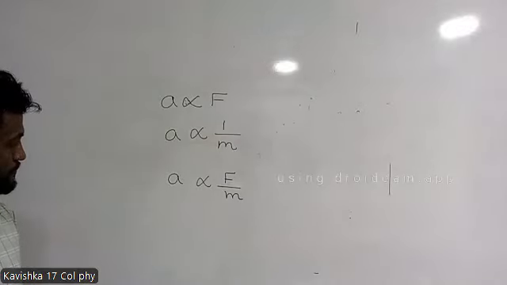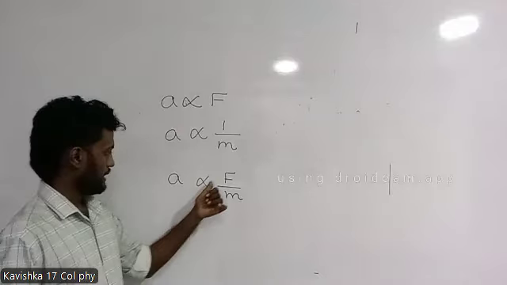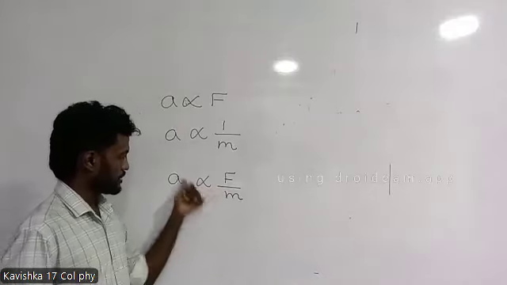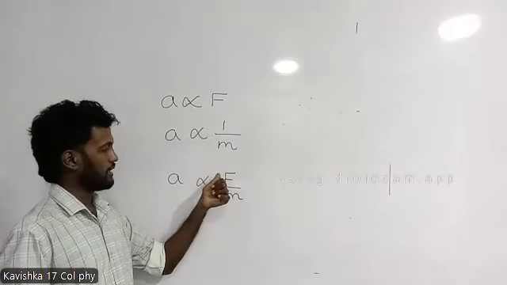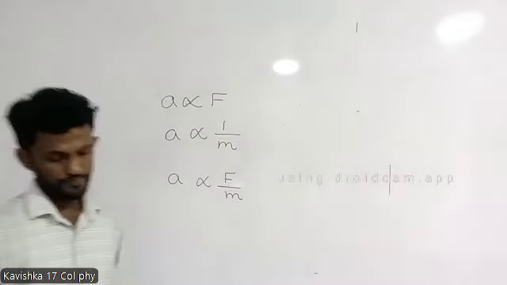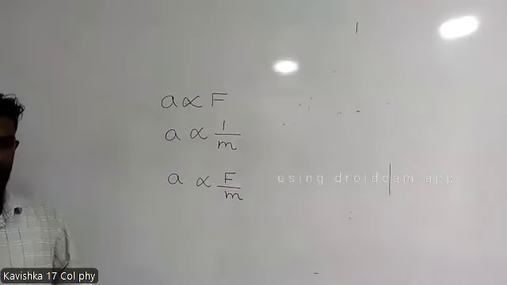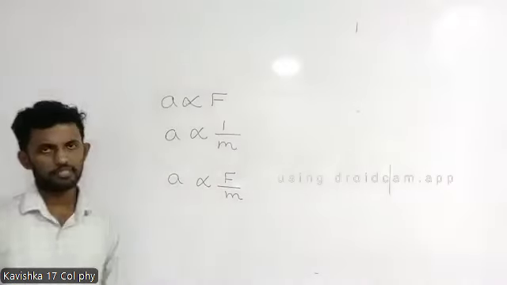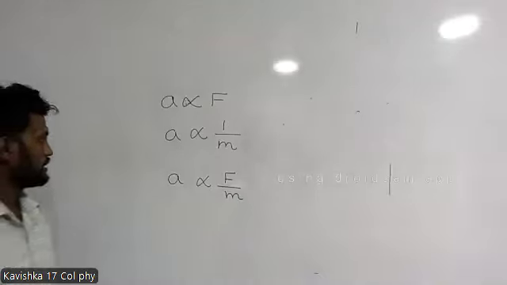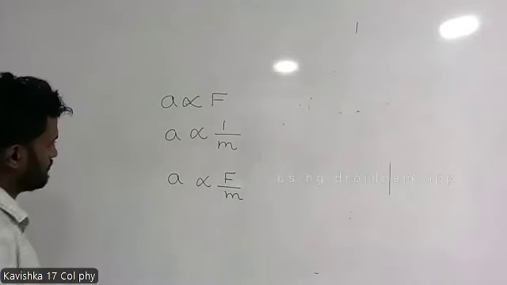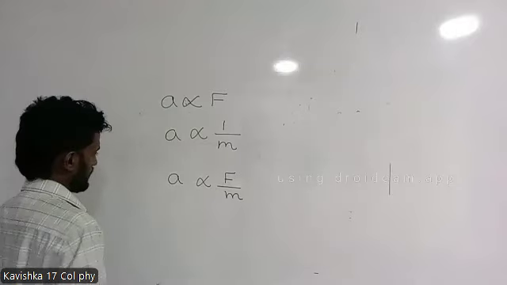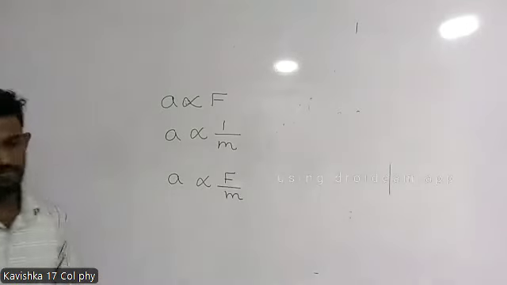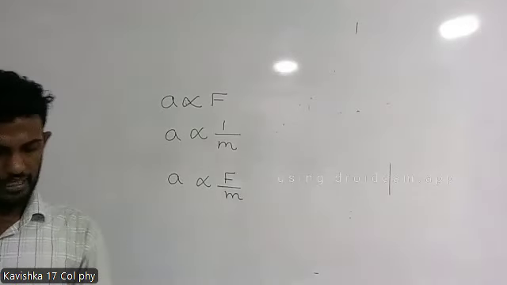Okay. A is proportional to unbalanced force divided by M. So keeping this proportional sign, it can't help us. Then what we can do is apply a constant. Right? We can apply a constant.